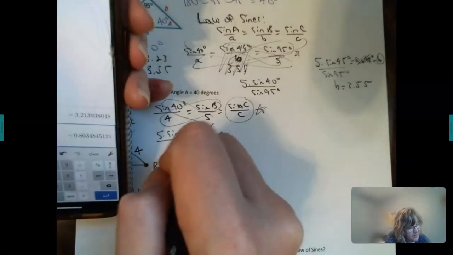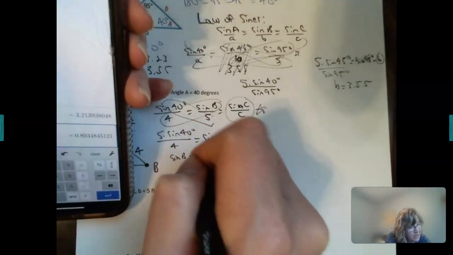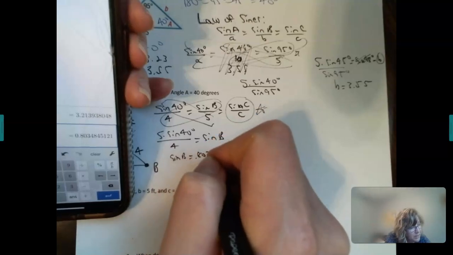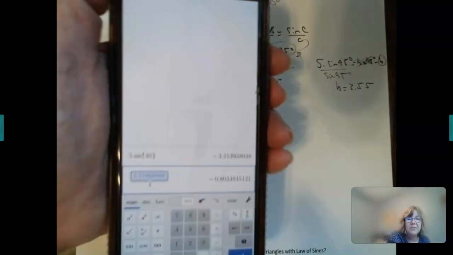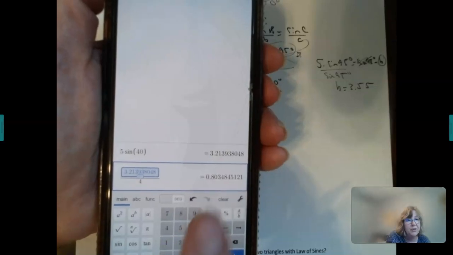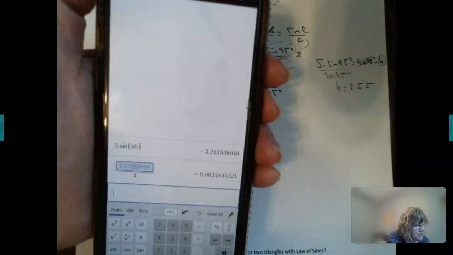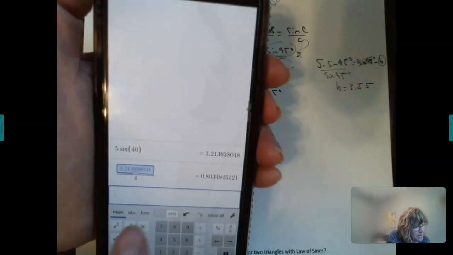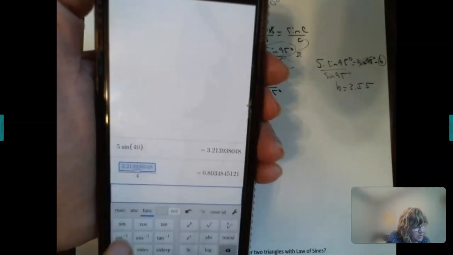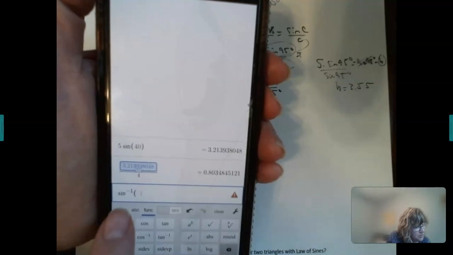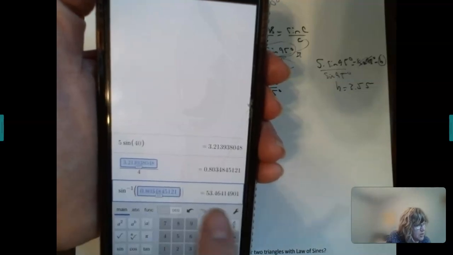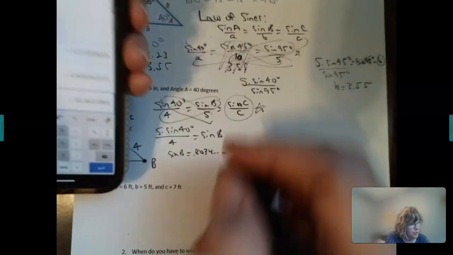All right, so I get the sine of B, and I am not going to round. I get 0.8034 dot, dot, dot. Now notice there's going to be 2 places on the unit circle that have that. So I'm going to hit enter. All right, I'm going to do inverse sine. So I'm going to go to function, inverse sine of the answer. So go back to the main and pick the answer. All right, I get a 53.46 degree angle.